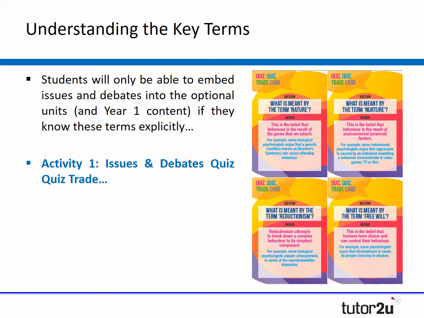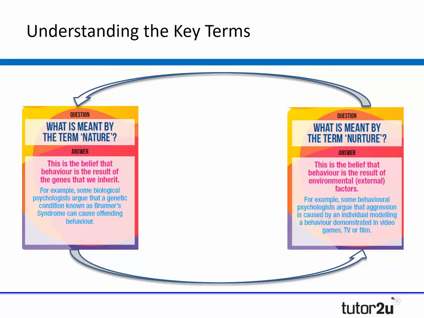And if you've not come across it before, the idea is really simple. So you print off the 9 cards, which there are, and you give 1 to every student in your class, and you'll need duplicates. If you've got more than 9 students, that's perfect, that's what you want. And the idea is that students stand up, they wander around, find a pair. One student asks their question, for example, what is meant by the term nature. The other student attempts to answer.